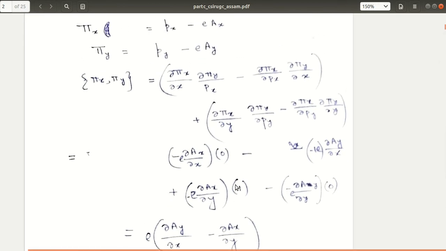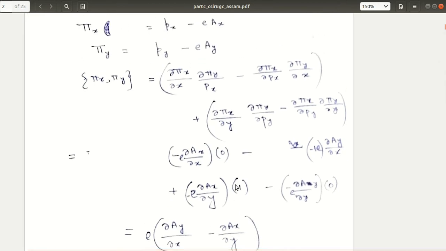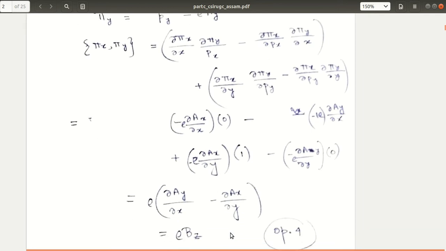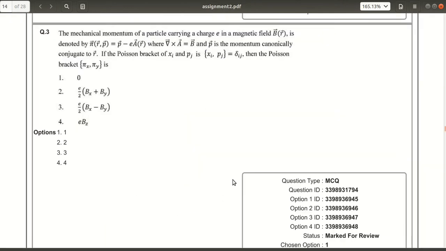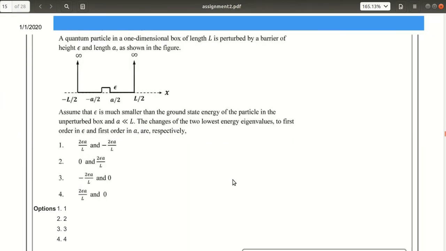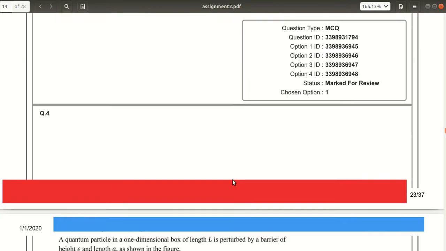and minus del Ax by del y, which inside the bracket is basically the third component of the magnetic field vector, Bz, so eBz, so option 4 will be correct. So now let's look at question number 4.